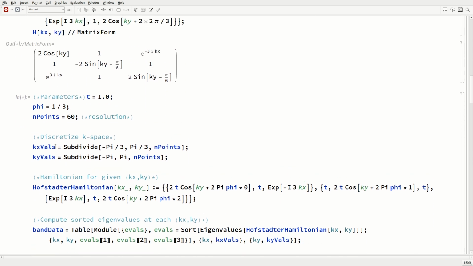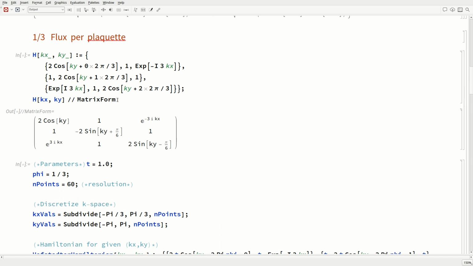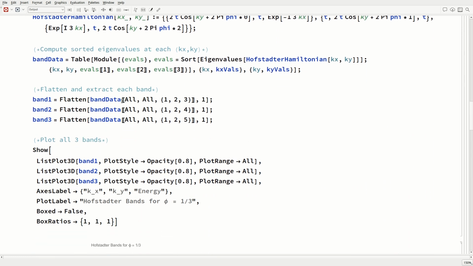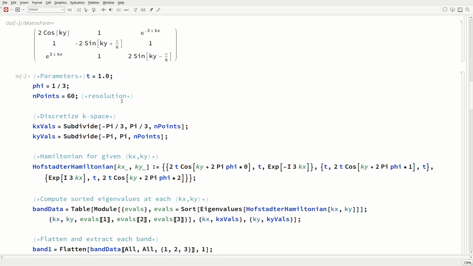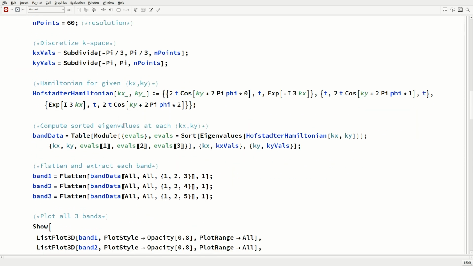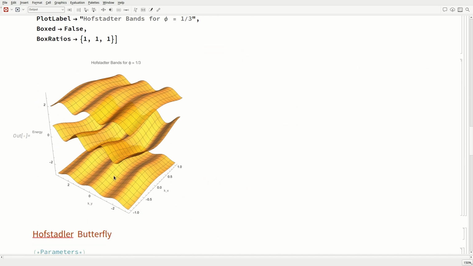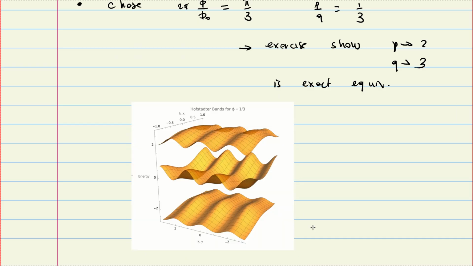And isolating these bands was a little bit difficult, but again, if you ask ChatGPT nicely, this is generated there, and you have these 3 bands. So kx, ky, you can look at the boundaries, but this is the first band, this is the second band, and this is the third.